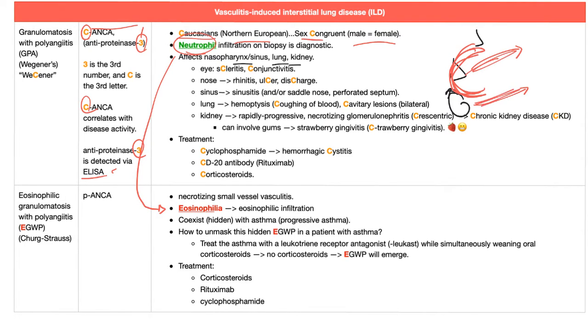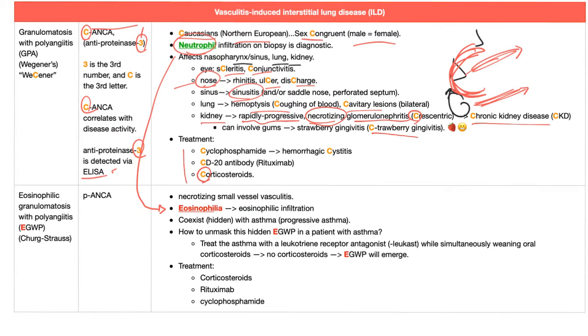Hemoptysis and hematuria. You have scleritis, conjunctivitis, ulcer, discharge, and even perforation of the nasal septum. So you have sinusitis, you have hemoptysis, cavitary lesions bilaterally, kidney, you have necrotizing, rapidly progressive glomerulonephritis, which is also known as crescentic, leading to chronic kidney disease, and you can also have strawberry gingivitis.